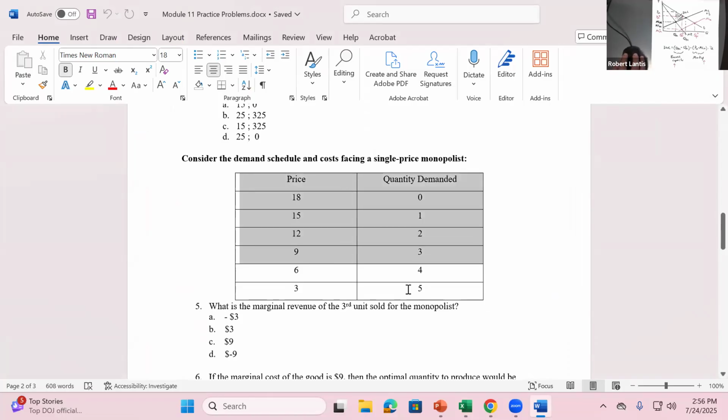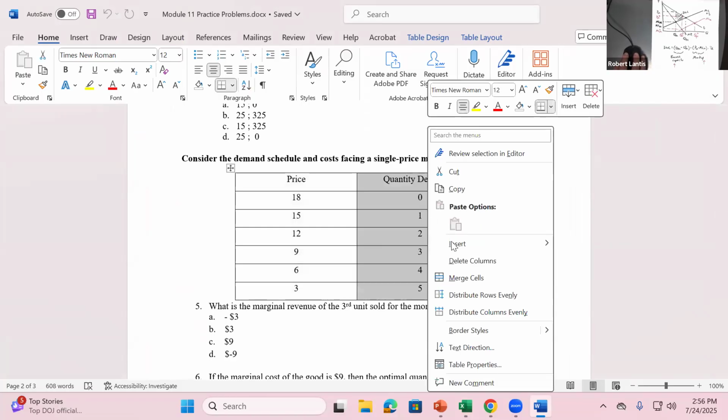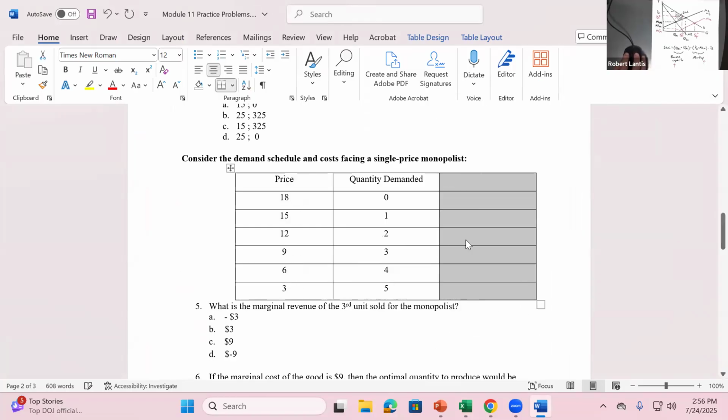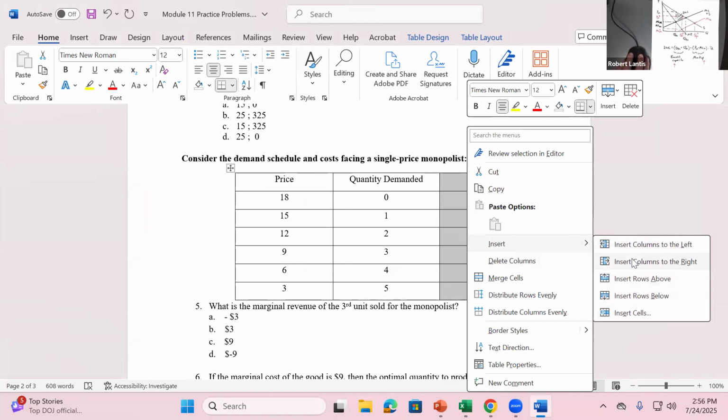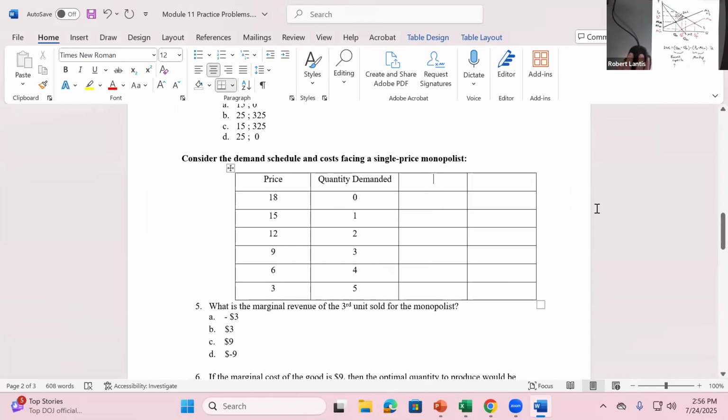So if I were to take this, I'm going to insert another column. If I want to know the marginal revenue of the third unit here, well, I first have to find total revenue. That's simply going to be, just like we did in the Excel file, price times quantity. So 0 times 18 is 0, 1 times 15 is 15, 24, 27, 24, 15.